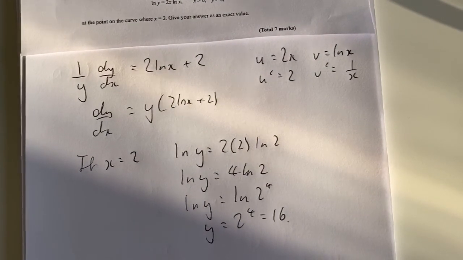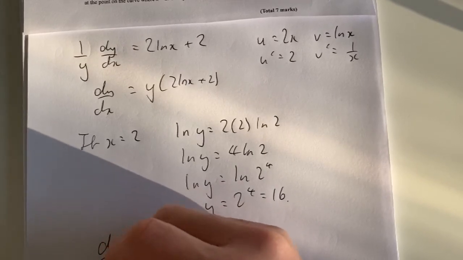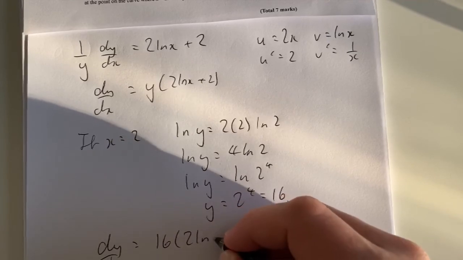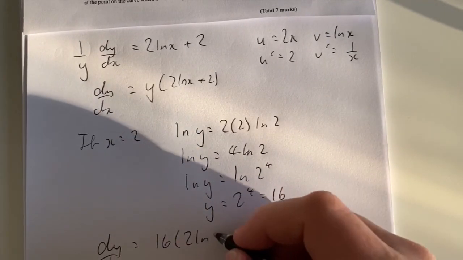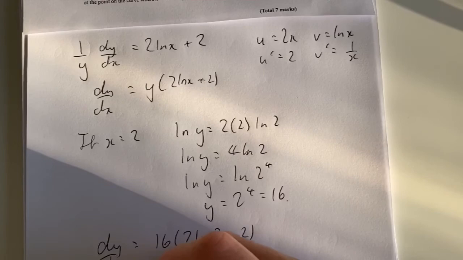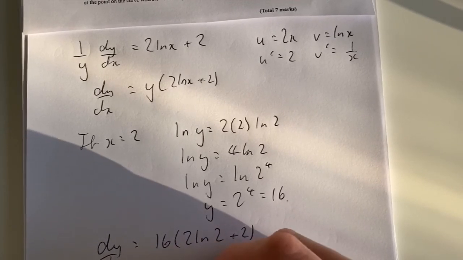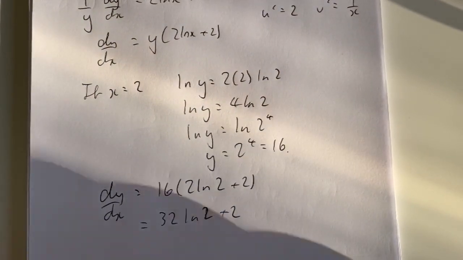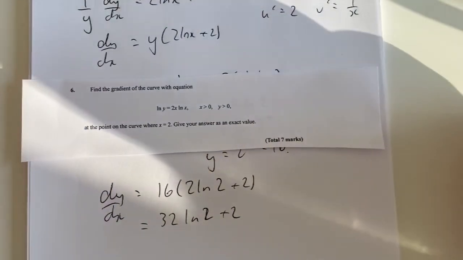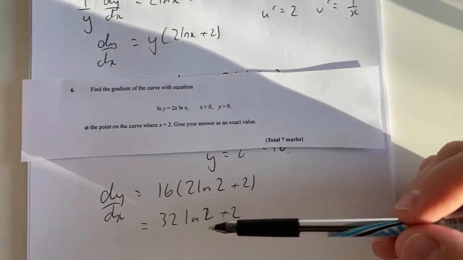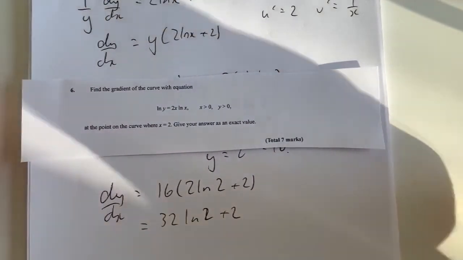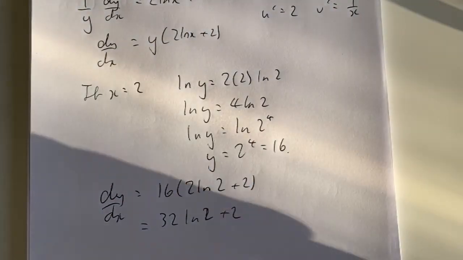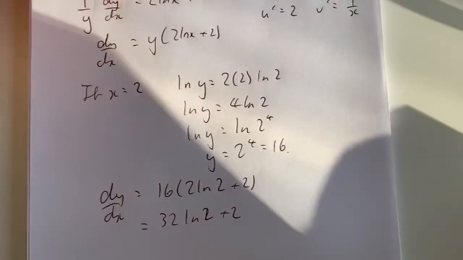So that means that if we go back to our gradient, dy by dx is 16 lots of 2 log, where x is 2, plus 2, or 32 log 2 add 2. So that would be acceptable as an exact value. There's other variants you can have on that, but that would be the most sensible. Okay. Get the next question.